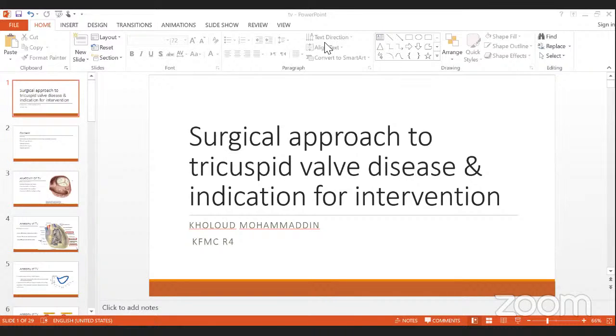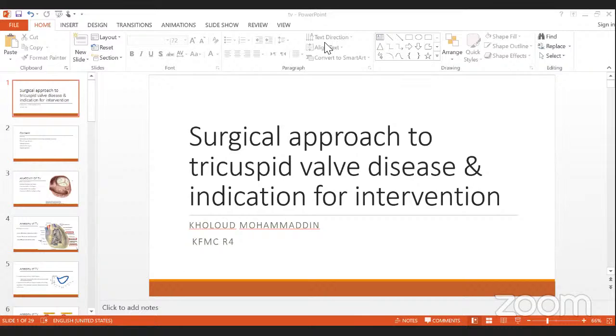So this is about mechanical versus tissue. You mentioned a repair technique. The best technique, according to the literature, is annuloplasty, of course, the annuloplasty ring.